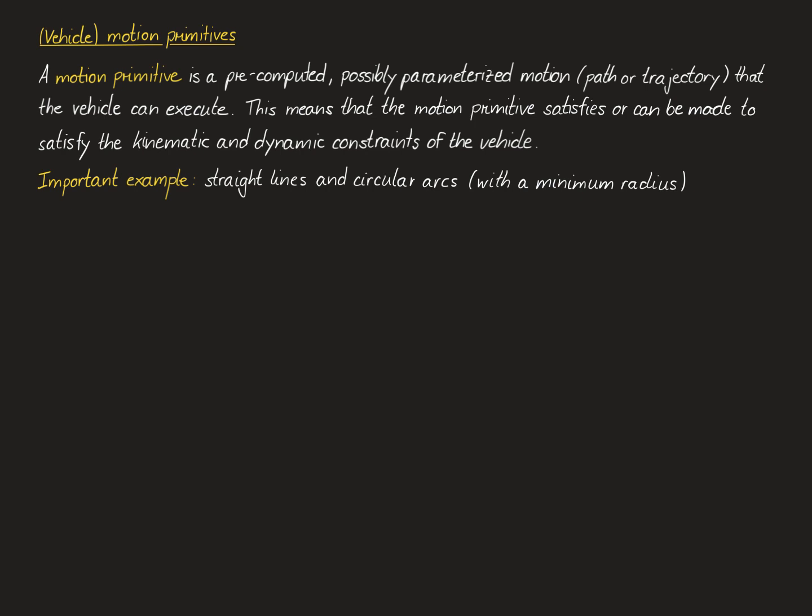The combination of these particular motion primitives leads to so-called Dubins paths, which are named after the American mathematician Lester Dubins. He published a seminal paper in 1957 with the title "On Curves of Minimal Length with a Constraint on Average Curvature and with Prescribed Initial and Terminal Positions and Tangents."